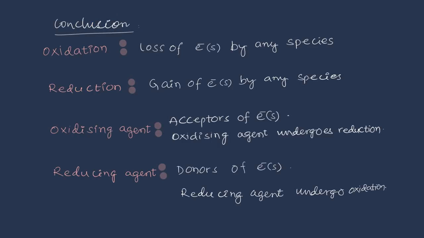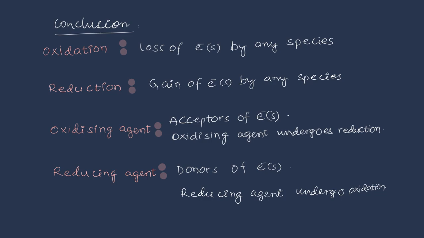Next, conclusion. In this conclusion, what is there? Oxidation means loss of electron by any species. Reduction, gain of electron by any species. Now, oxidizing agent is an acceptor of electron. Acceptor of electron means what? Addition of electron means reduction. Therefore, the oxidizing agent undergoes reduction. So keep in mind, oxidizing agent means what? That which undergoes reduction is called the oxidizing agent.